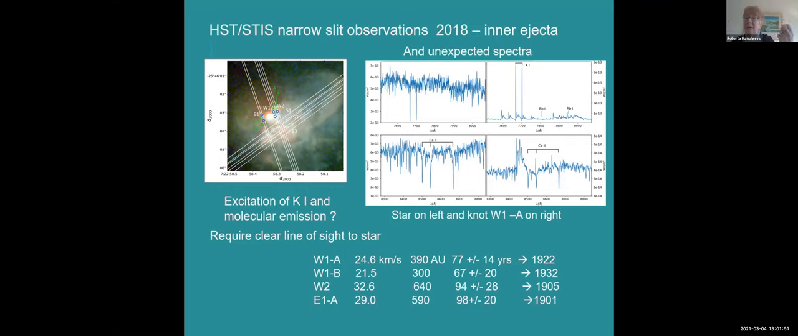star's radiation. Well, just to summarize the results, one of our purposes looking at this data was to determine the time of the ejecta of the knots. And here this summarizes for those knots very close to the star on either side of the star that we get ejection times and ages from the early 20th century.